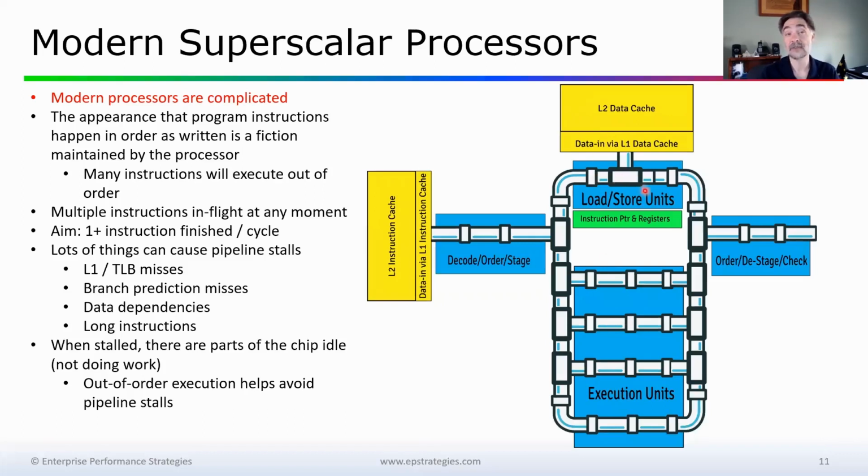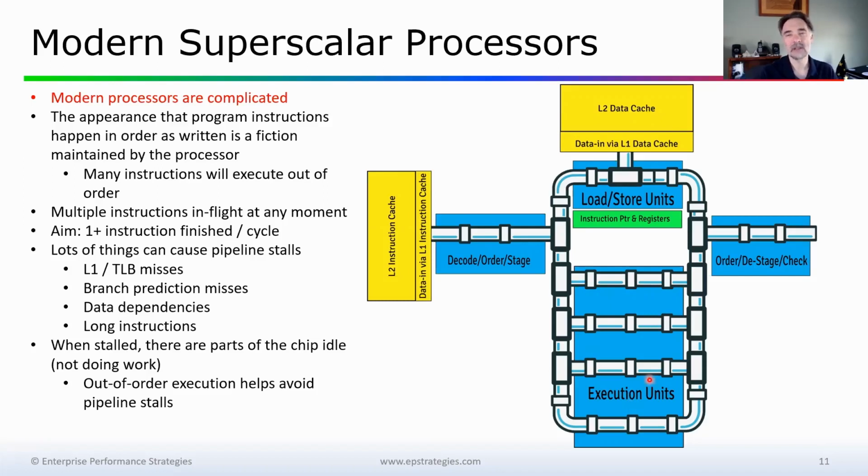Some of your instructions are going to have to fetch data out of memory. They'll come through the L1, the L2 data caches. And then at the back end, there's the reorder, destage and check process, right? Which basically says, hey, we had all of these instructions executed. We now need to make sure that it appears like we executed them in the correct order, right? Now, this is what allows you to get your performance out of your modern processors, your ability to be fully utilizing that processor core by having multiple instructions basically in flight.